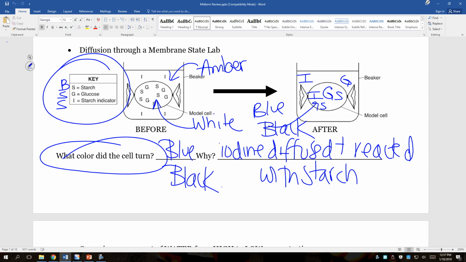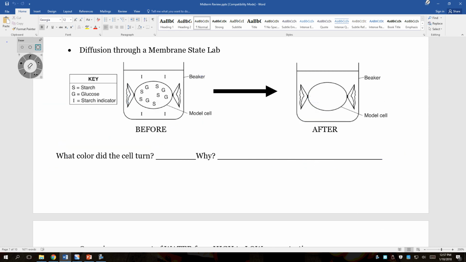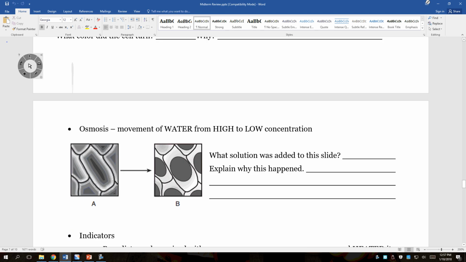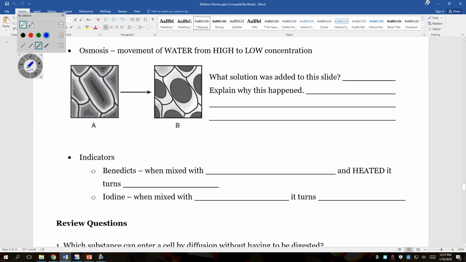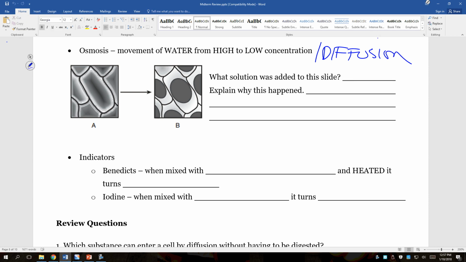Now, the last section is actually dealing with osmosis. Osmosis was when we looked at the red onion cell underneath the microscope. So osmosis is the movement of water from high to low concentration. Remember, this is really just a fancy type of diffusion. If I'm looking here at these two images, I have on the left-hand side my original onion cell, and on the right-hand side, my onion cell after I added a solution.